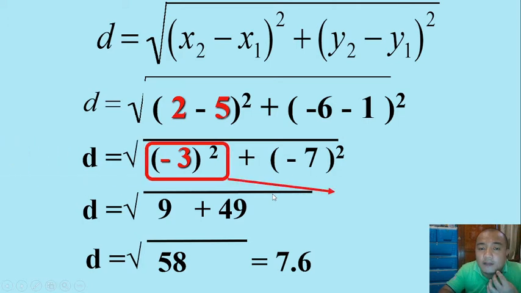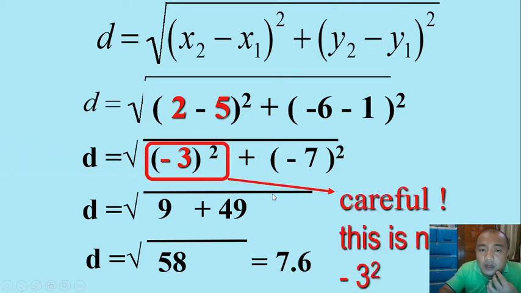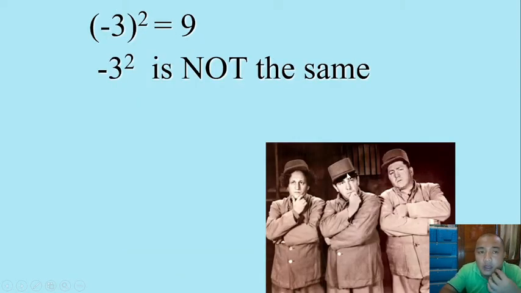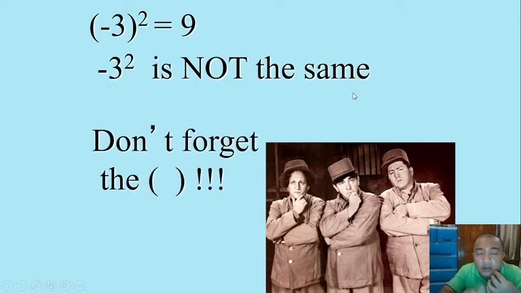Okay. And remember, negative 3 quantity squared, careful, this is not negative 3 squared. Okay? Kasi pag ganyan, negative 9 ang answer. This means that negative 3 quantity squared is negative 3 times negative 3, which is positive 9. So negative 3 quantity squared equals 9, and negative 3 squared is not the same. It's different. Don't forget the open and close parentheses.